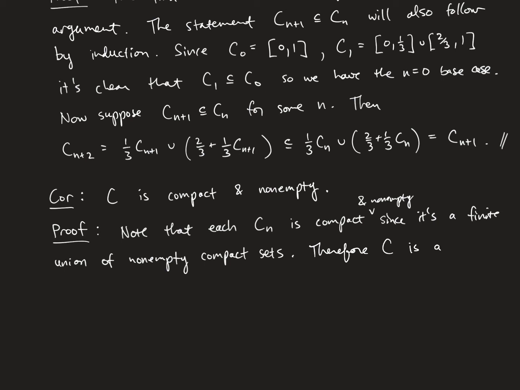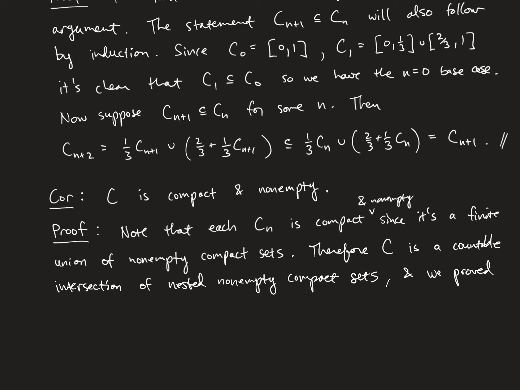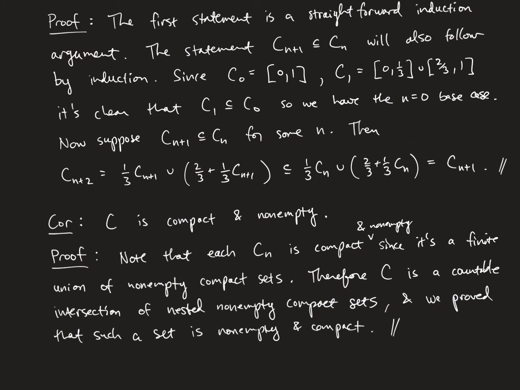C is a countable intersection of nested, nonempty, compact sets. And we proved that such a set is nonempty and compact. Remember, the nested interval property actually extends to compact sets, so we have a nested compact set property. And so we know that such an intersection is nonempty, and the arbitrary intersection of compact sets is compact. Okay, so that completes the proof there. So that tells us that not only is the Cantor set closed, but it's actually compact as well.